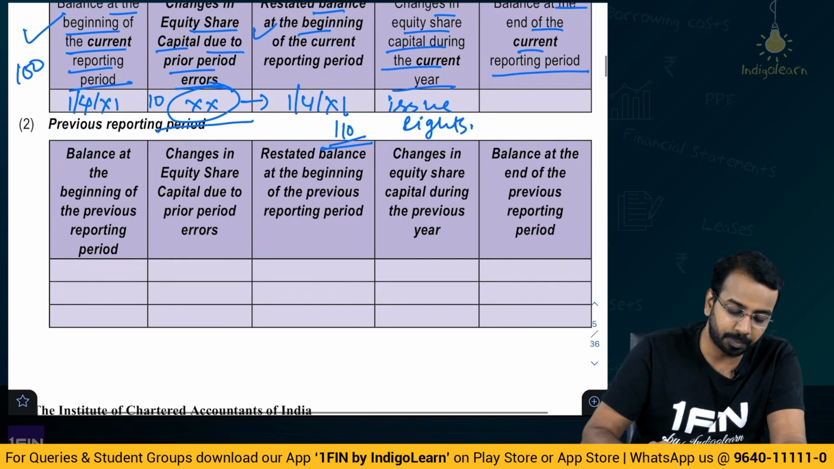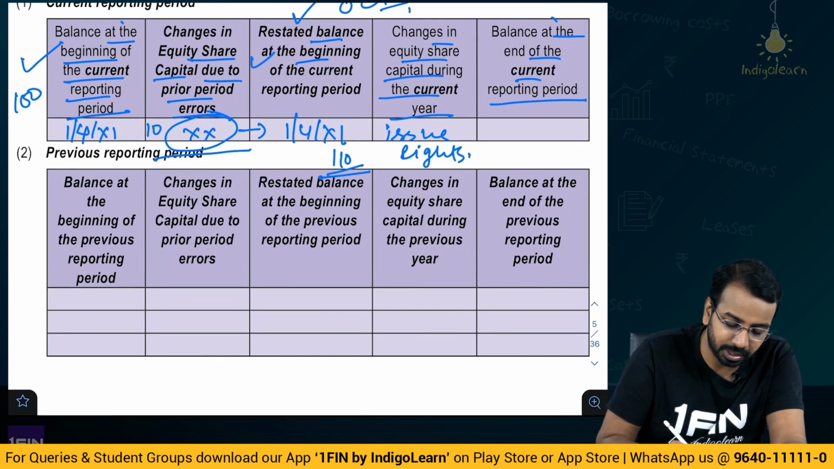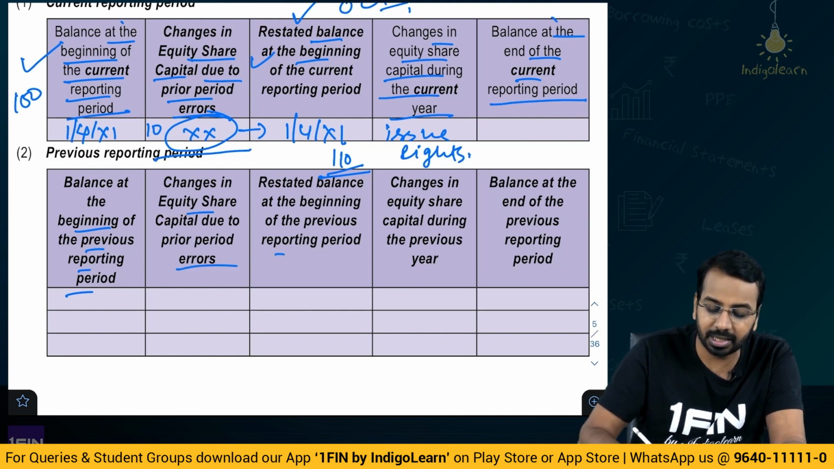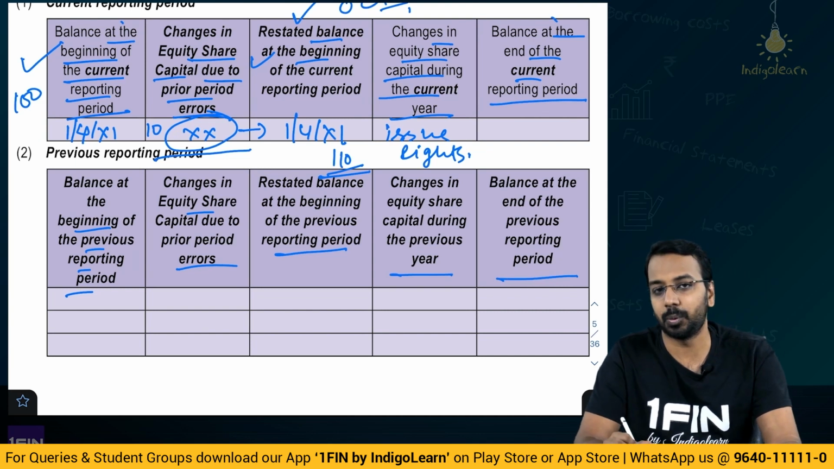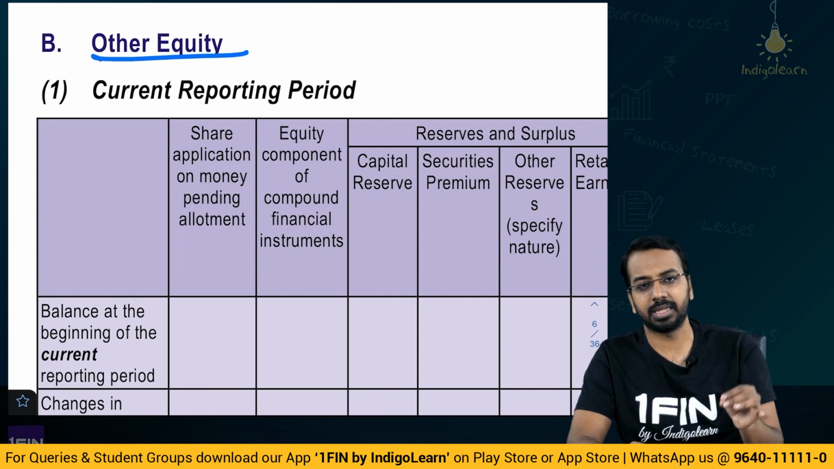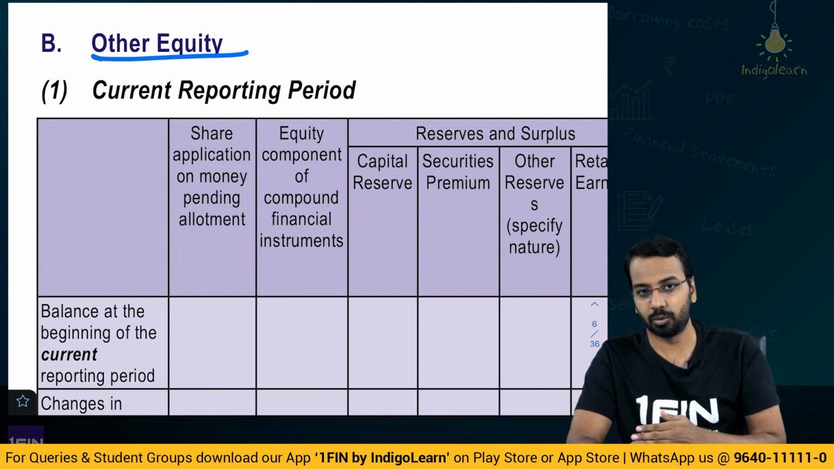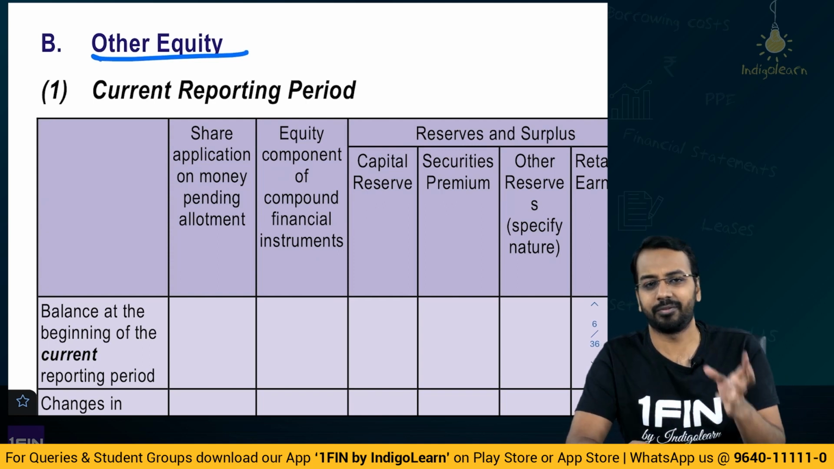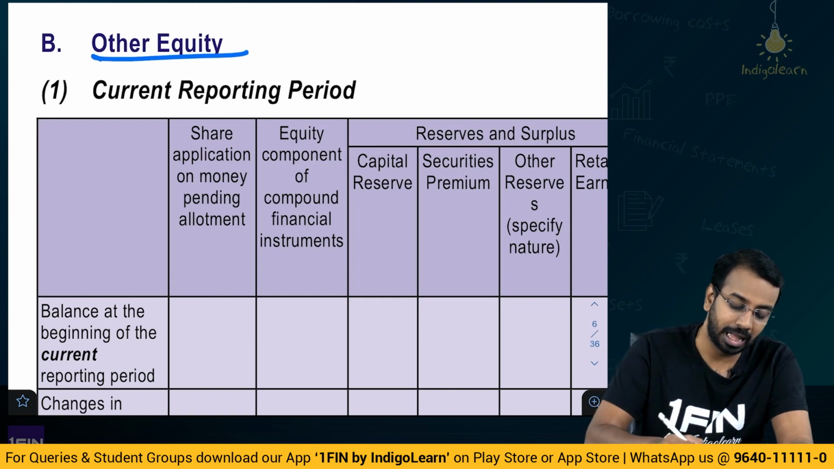Then for the previous reporting period, balance at the beginning of the previous reporting period, changes due to prior period errors, restated, changes during the previous year, and balance at the end of the previous reporting period. Then coming to other equity, a very, very comprehensive disclosure requirement. Everything is not relevant for examination, but it is good to have a look at it.